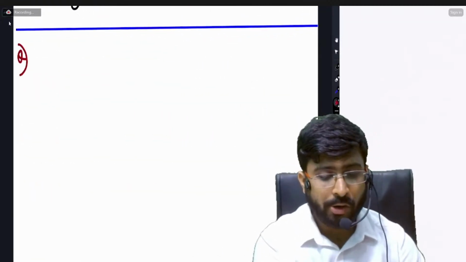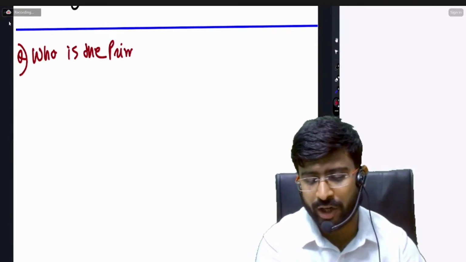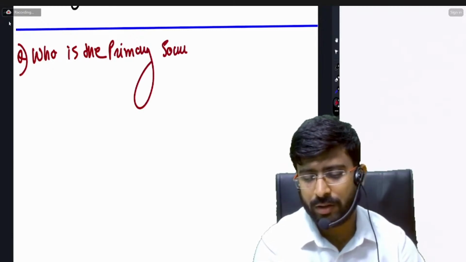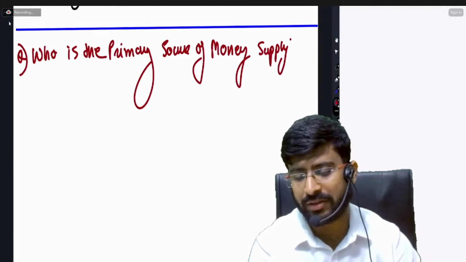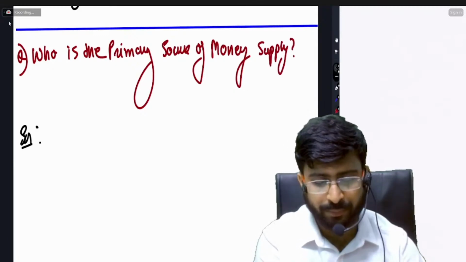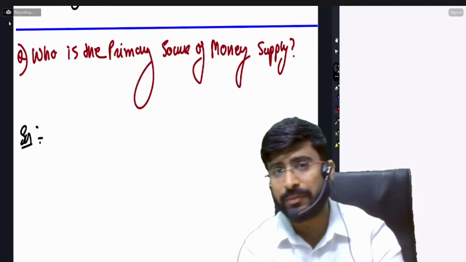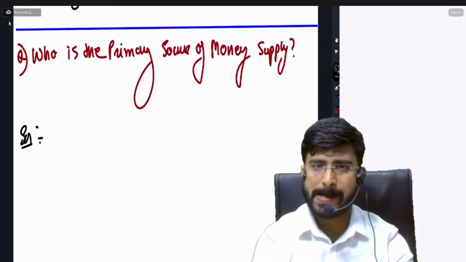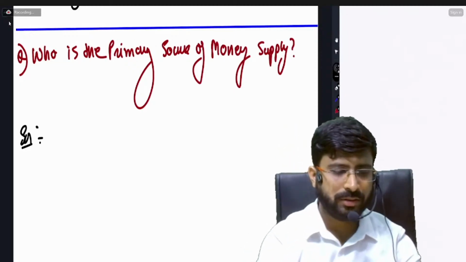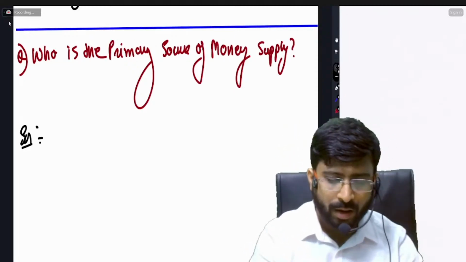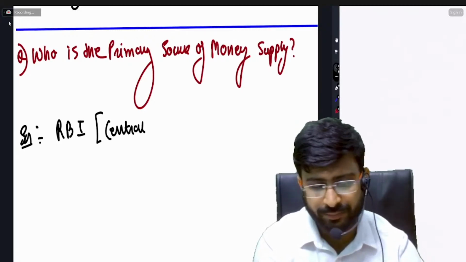Now the question is, who is the primary source of money supply? My question to you all from the MCQ standpoint is, who is the primary source of money supply? Can you tell me this? Come on, everyone. Very good. Perfect answer. RBI, Reserve Bank of India, also called the central bank in our country.